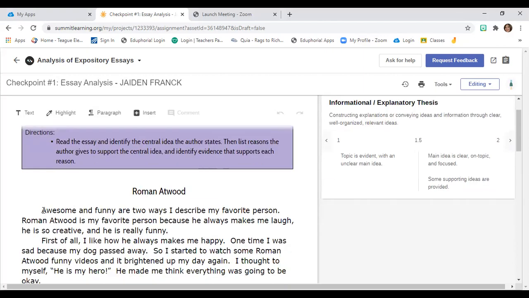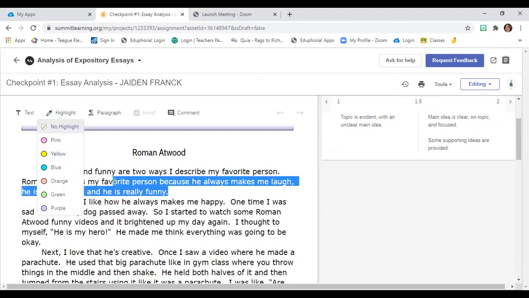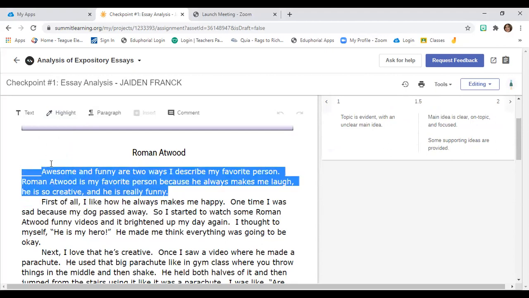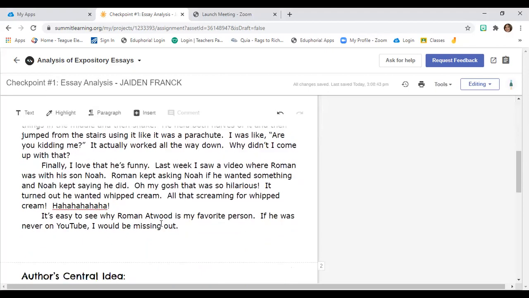So again, the central idea, boys and girls, is found in the very first paragraph. And this first paragraph, boys and girls, is the introduction. Remember that the introduction and the conclusion, they're yellow. So on the top, you have a highlighter. See, you can click on it and then you can highlight. First you highlight, then you click yellow. So that should tell me that, oh, okay, this is my introduction.